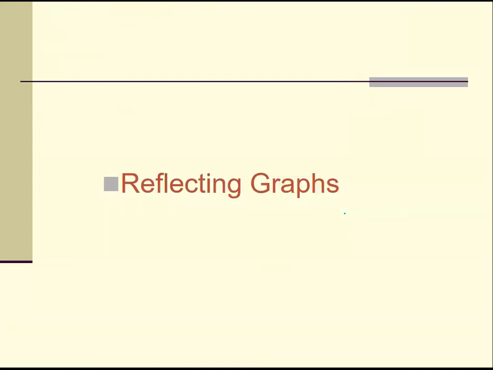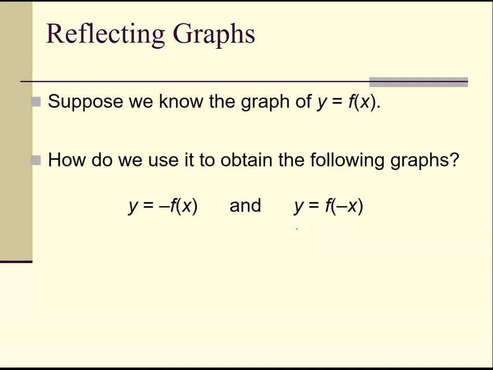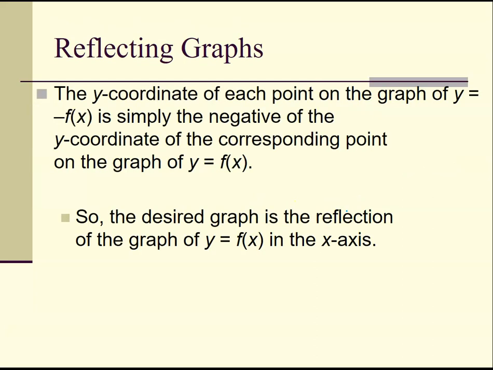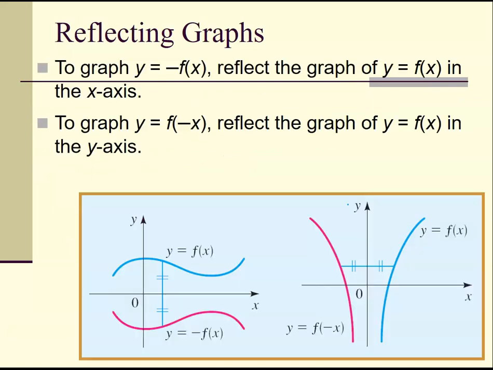Reflecting graphs. Reflecting graphs, I already showed some of the examples, this one, if it is negative, right? So y is equal to negative f of x, and y is equal to f of negative x. Okay, so how are we supposed to do that one? The y coordinate of each point of the graph of y equals negative f of x is simply the negative of the y coordinate of the corresponding point of the graph of y equals f of x. So the desired graph is the reflection of the graph of y equals f of x in the x-axis.